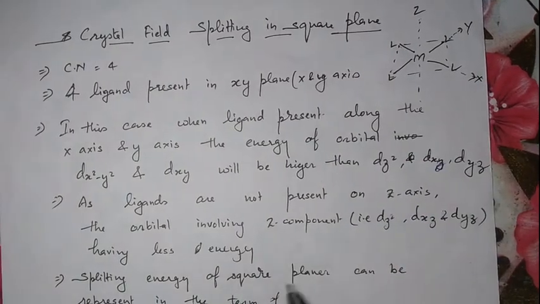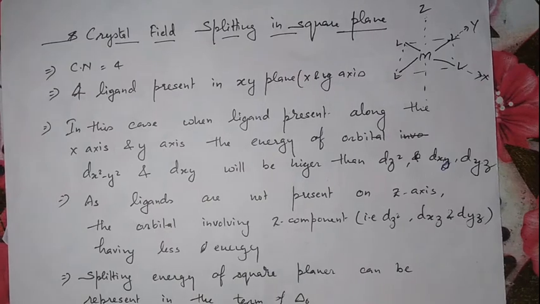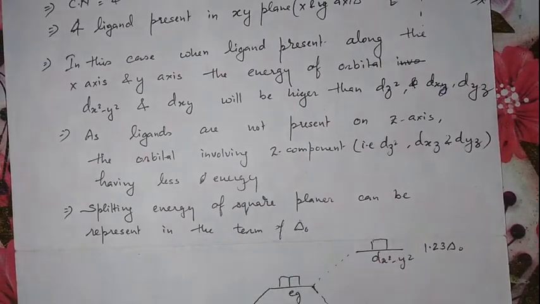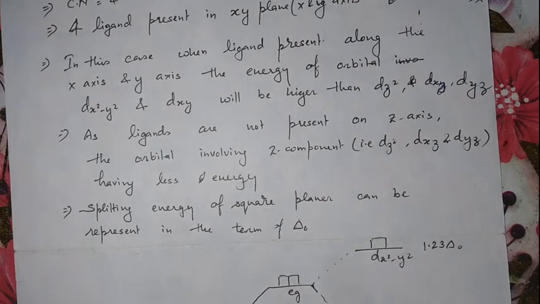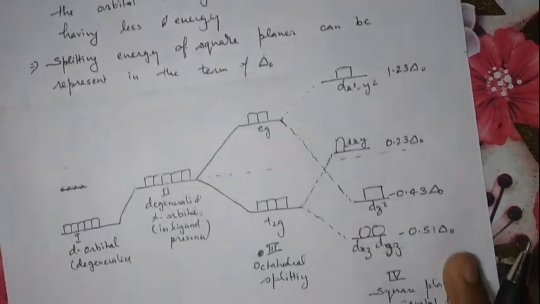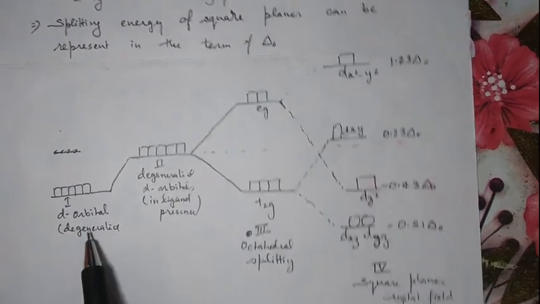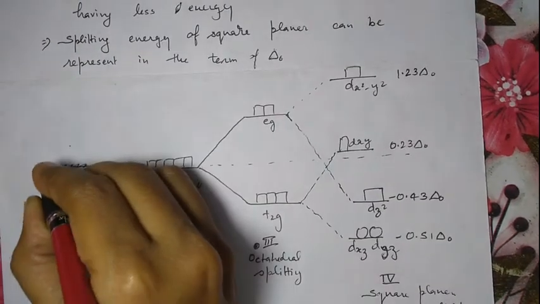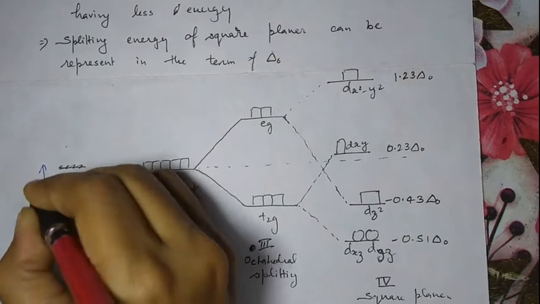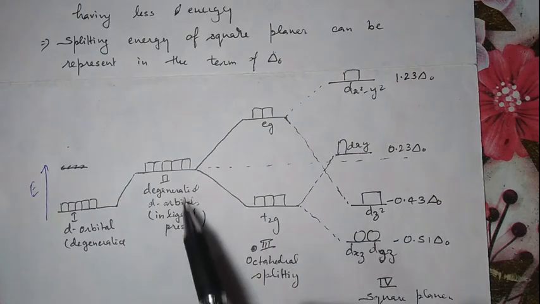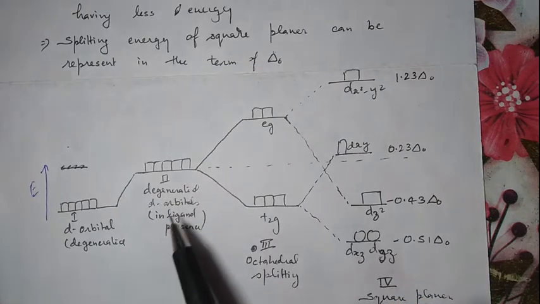And the splitting of energy in square planar can be represented in terms of del O only. We can compare this splitting with del O, hypothetical del O. Okay. This is the representation. This is the degenerate orbital first state, right? It is the first state, that is, the degenerate d orbitals of the free ion. This one is the degenerate d orbitals in the presence of a spherical ligand field.